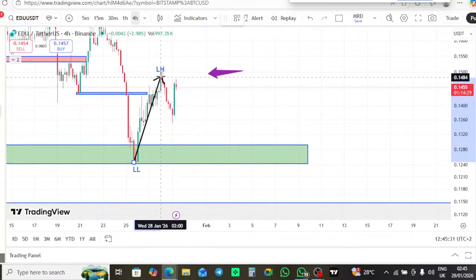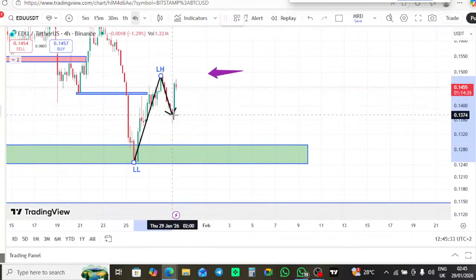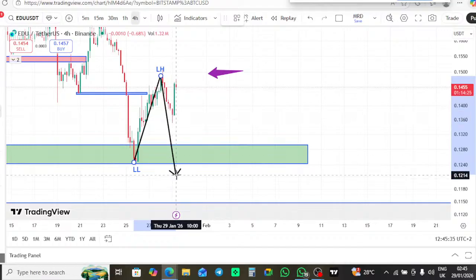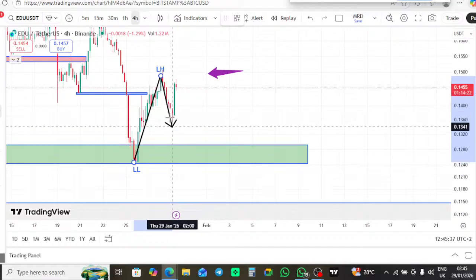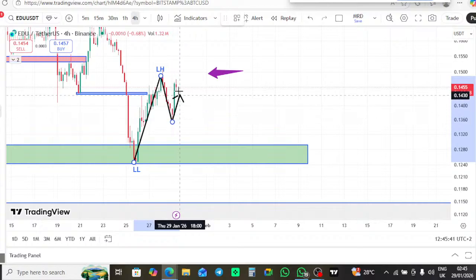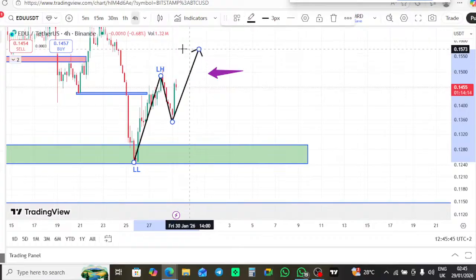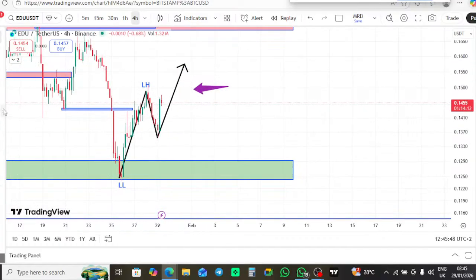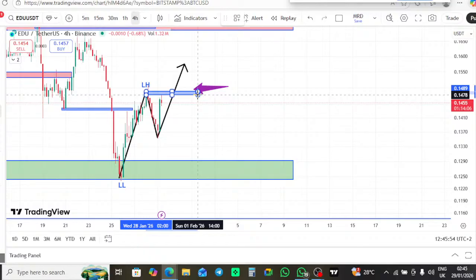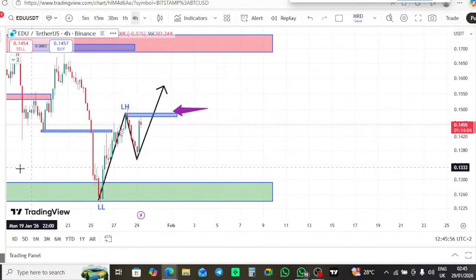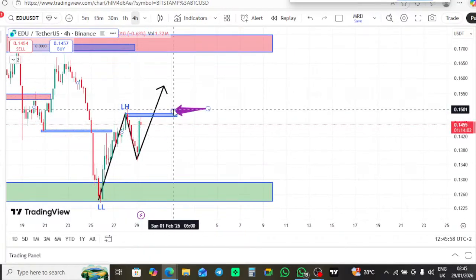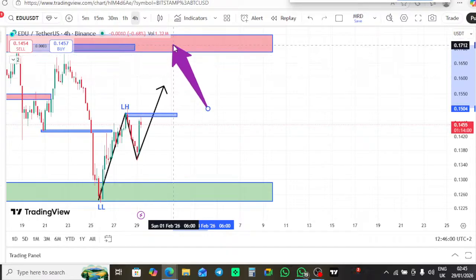From here to here, we were supposed to drop. But we failed. Now if this point is respected and we take off this, we break, that is the change of character. So dear friend Joan, the change of character for uptrend: if we close above this, that will be the change of character, and we buy up to here.